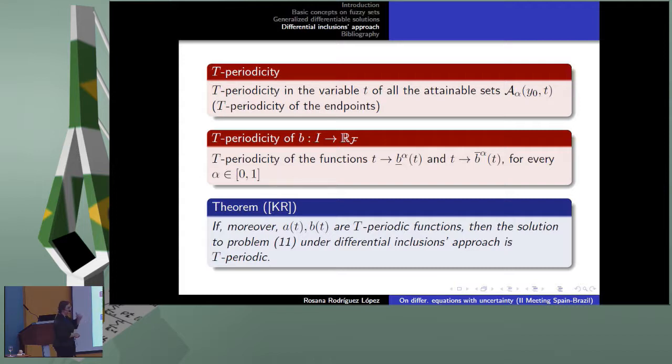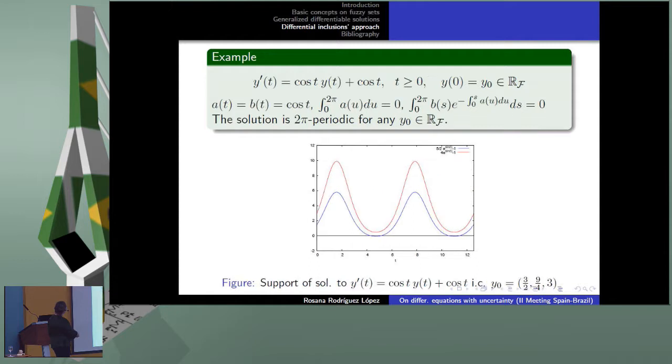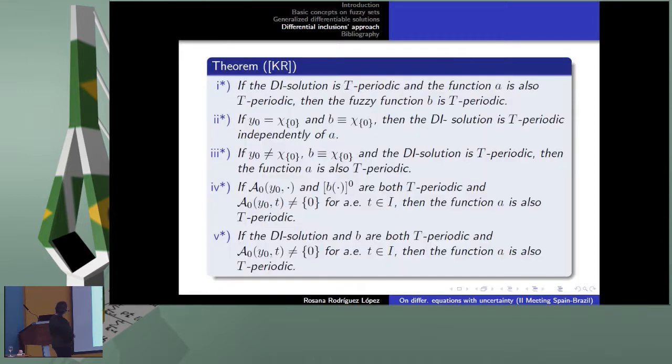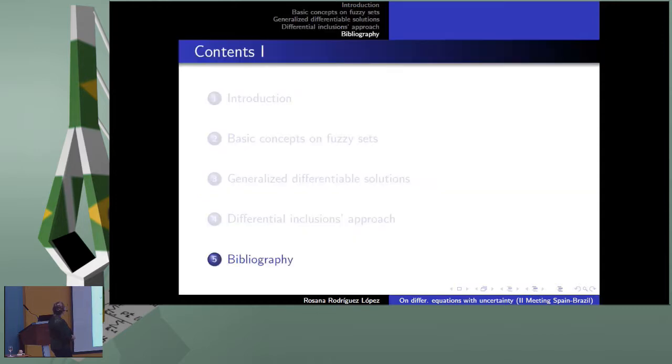So periodicity is a phenomenon that can be modeled through the approach of differential inclusions better than using a generalized solution. Here we have an example where, of course, A is 0, B is 2 pi periodic, so the differential inclusion solution is going to be periodic, and here with periodic A and B we also see that the solution is periodic. It is quite simple to classify properties that say that assuming some of the terms are periodic, the solution is periodic. Assuming the solution is periodic, we also have the periodicity of some of the terms. It is quite easy to make a list of properties about this.